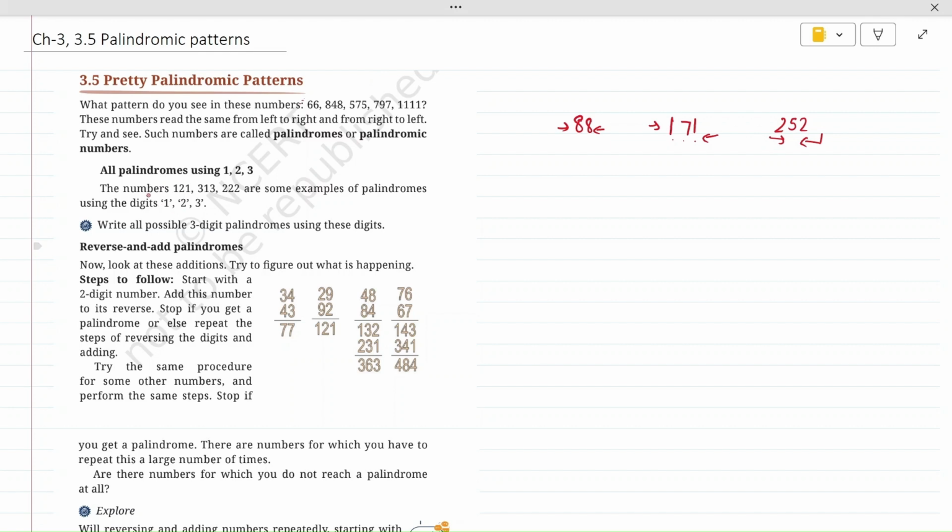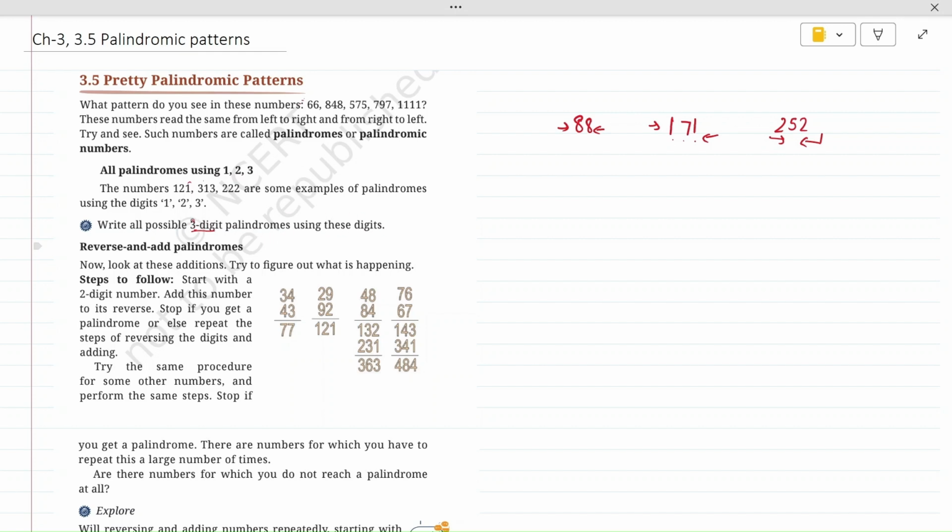Okay. And then what is given to us here is all palindromes using 1, 2 and 3. The numbers are 121, 313, 212. What they have done here is they are using only 3 digits and trying to make a few palindromic numbers from them. What they have made is 121, 313, 222. They are some examples of palindromes using the digits 1, 2 and 3. This is what they have done. Now, the question given to us is: write all possible 3-digit palindromes using these digits.